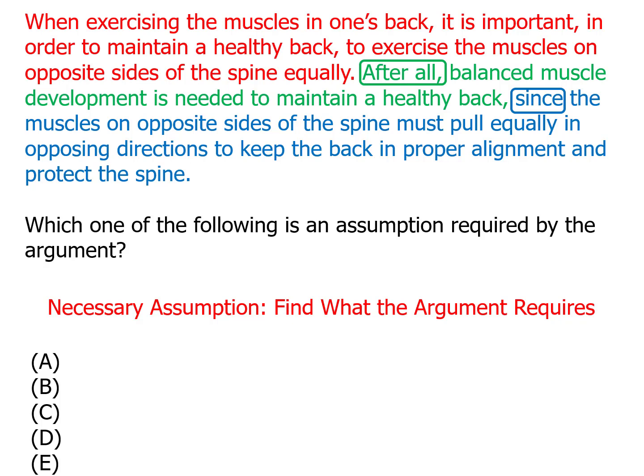Now there is a subtle concept shift here between the evidence and the conclusion, which is where the assumption is going to be found. The evidence says that you need balanced muscle development to keep a healthy back because you need your muscles to be able to pull on both sides of your spine equally. The conclusion isn't that you need balanced muscle development, but rather you need to exercise both sides of your back equally. So for this argument to work, we need to believe that exercising the muscles on both sides of your back equally will tend to lead to balanced muscle development.